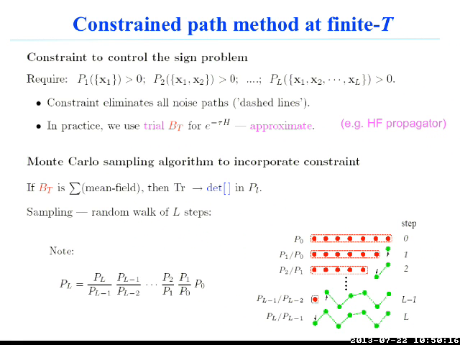So what's your procedure to find that long path? Here it is. The rigorous constraint is, at every time slice, to impose that this is positive. The big problem, of course, is we don't know B_T. The constraint eliminates all the noise paths, the dashed lines, and then in practice, we use a trial B_T. This reproduces how, with a trial B_T, you can execute this for e to the minus tau H. For example, take the mean field, take the Hartree-Fock. So if B_T is a sum over mean field, that just means, with this auxiliary field language, you choose some saddle point.